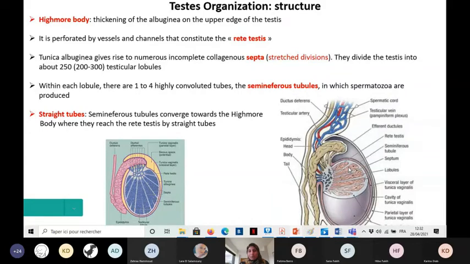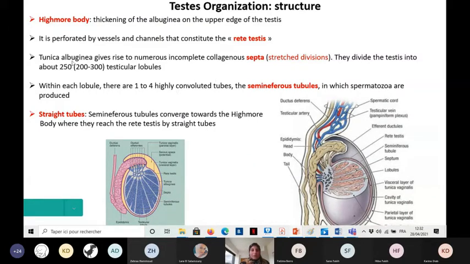between the different seminiferous tubules. Okay. Yes, doctor, clear.